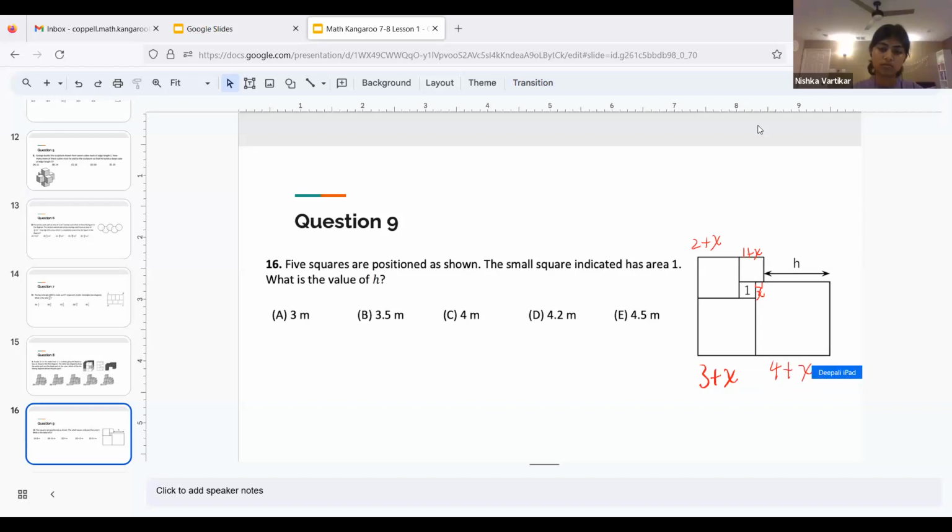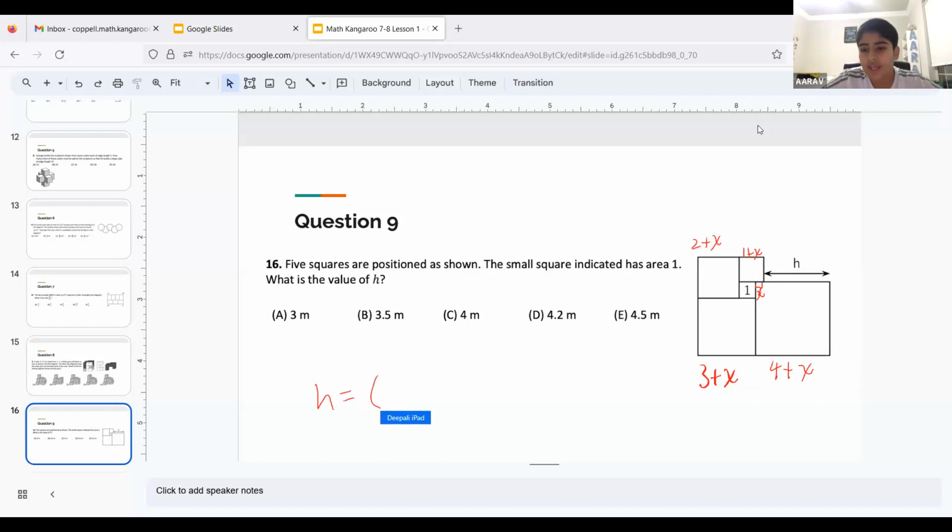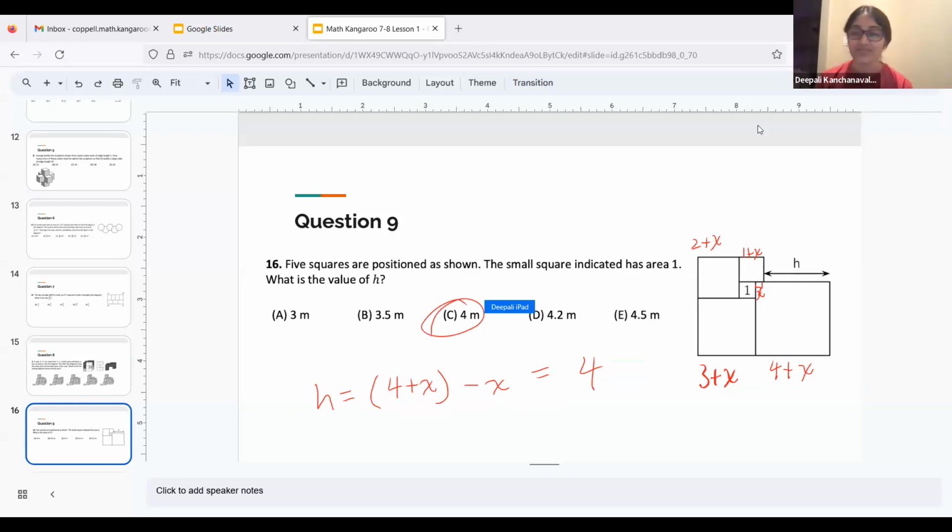So h would be 4 plus x minus x, because there's an extra part x in the entire side, so it would be 4. Yeah, that's right. Neil, did you solve it the same way? No, I kind of just assumed that x was 0.5 and did it that way.